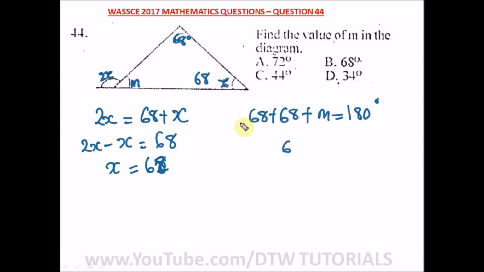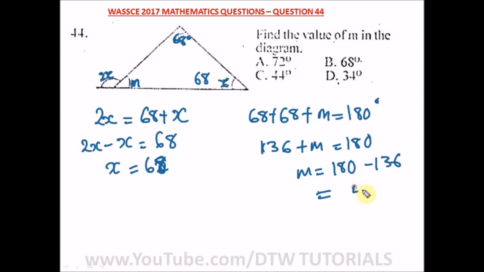And what is 68 plus 68? That will give us a 6 here, carry 1, 12, that is 136. So 136 plus m equal to 180. So m is equal to 180 minus 136. And what is 180 minus 136? That will give us 44 degrees. So what's our right option? Our right option is option C.